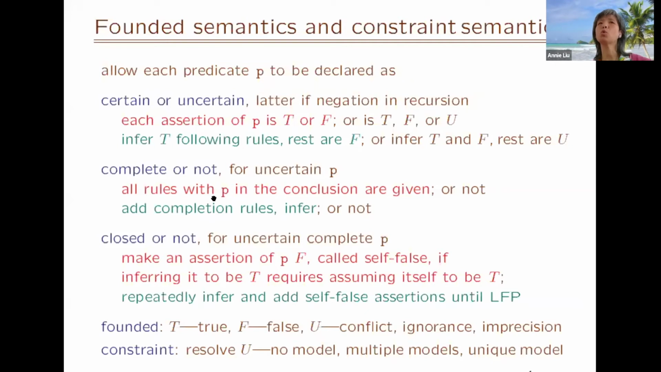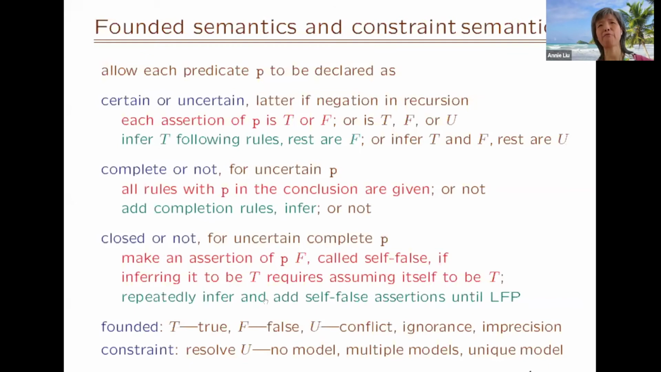Complete means all rules with P in the conclusion are given. So you can add completion rules to infer the negation of those P facts using the inverse of the rules about P. And finally, for an uncertain and complete predicate, you can say whether it's closed or not. Closed means make an assertion of P false, called self-false, if inferring it to be true requires assuming itself to be true.